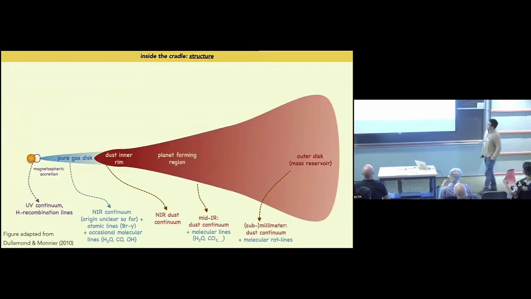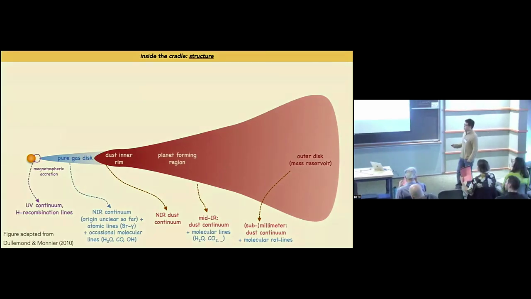Okay, so this is a nice figure from Catherine Dullemond and Jean-Philippe Monnier's 2010 review paper. So we have a star, and then we have magnetospheric accretion, which we can observe using hydrogen recombination lines or UV continuum. And then there's this little teeny tiny pure gas disk. We don't have dust, and I will get back to that point. And then at some point we have the dust inner rim, and then eventually there's the planet-forming region beyond that, and I will go one by one throughout my talk.